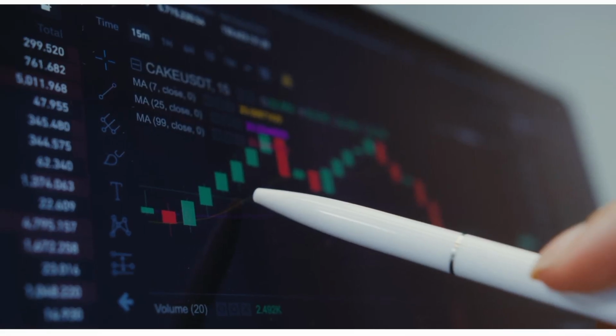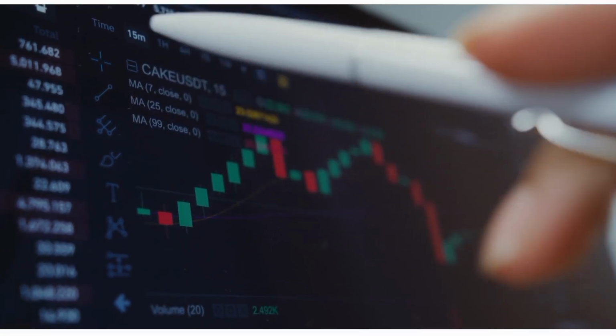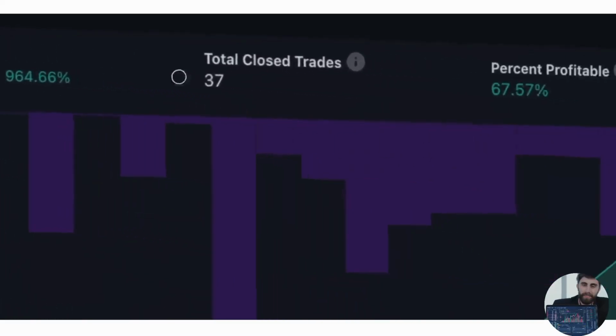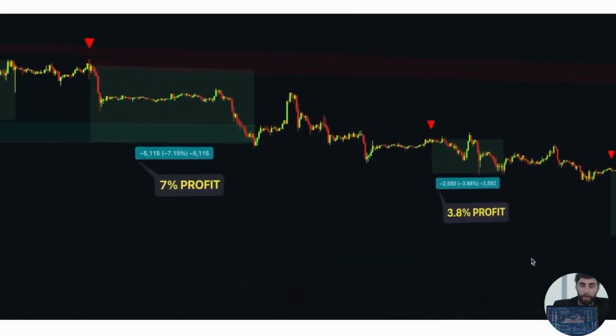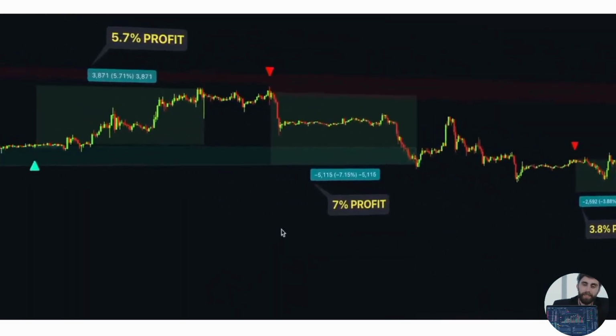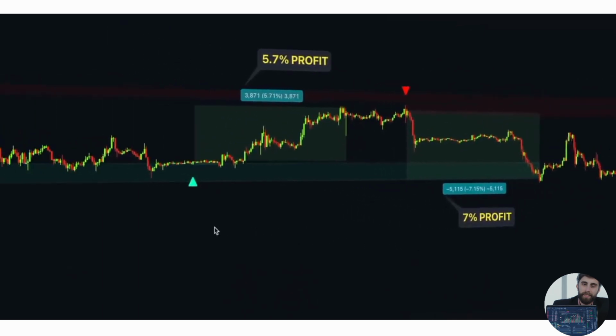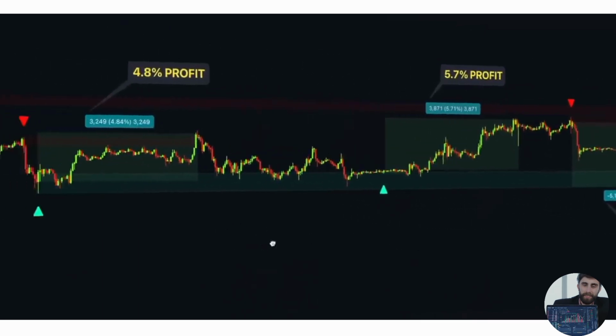Check out how accurate this TradingView indicator is and the profit it generated in a short period of time. What about this secret tool that gives perfect buy and sell signals? It's so accurate.